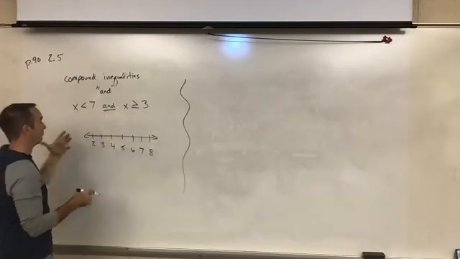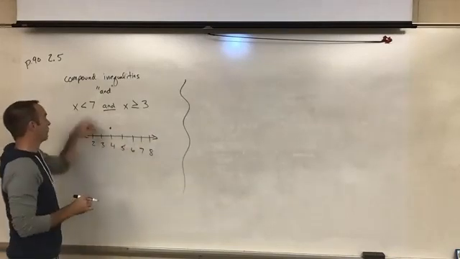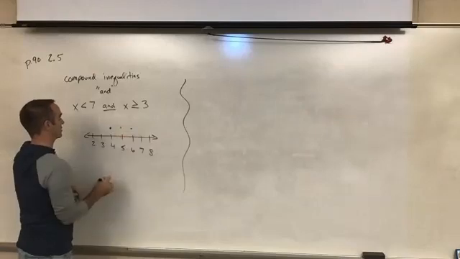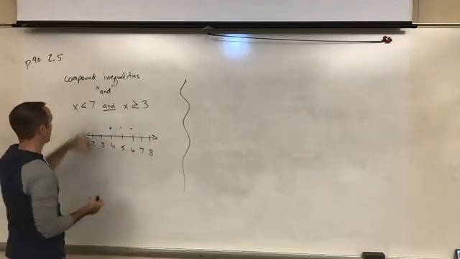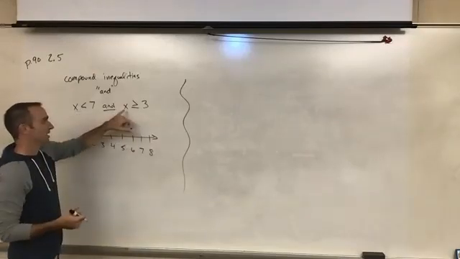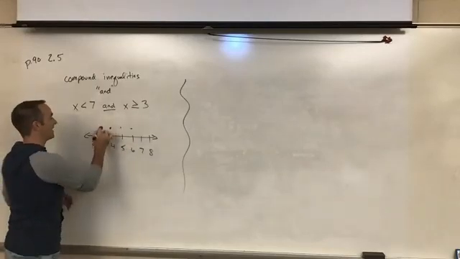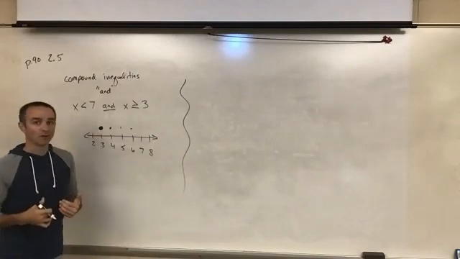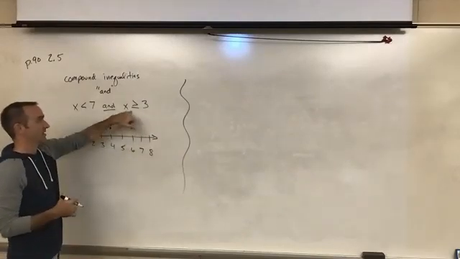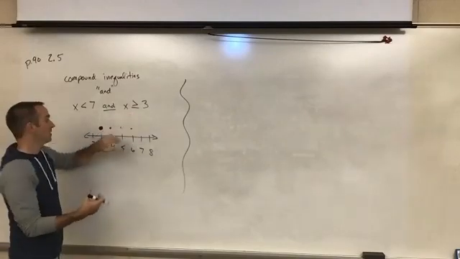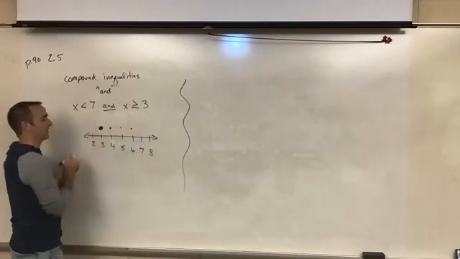So like the number 4 works, right? 4 is less than 7 and it's greater than or equal to 3. 5 works, 6 works. Does 3 work? Well, 3 is less than 7, that's good. Is 3 greater than or equal to 3? Yes, so 3 is going to work. Anything under 3 cannot work. 2.5 doesn't work, right? It doesn't satisfy this inequality. It's got to work for both. So 2.5 doesn't work. 3 is our ending point here, okay?